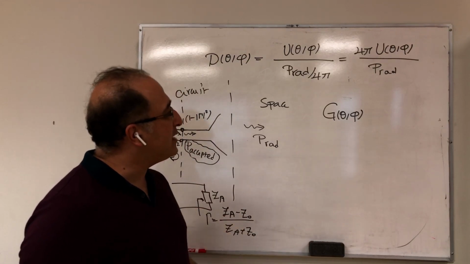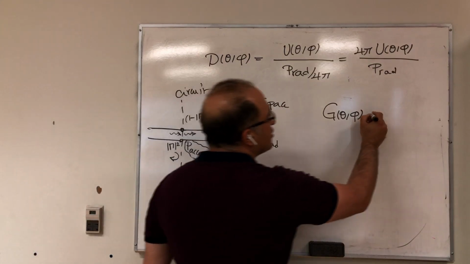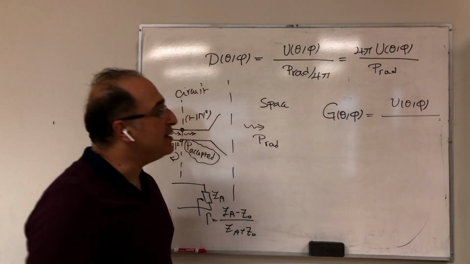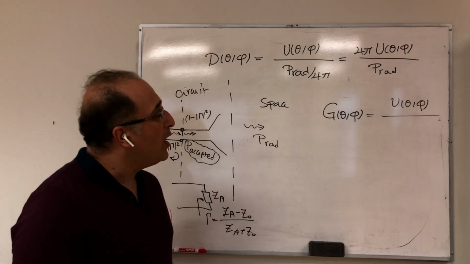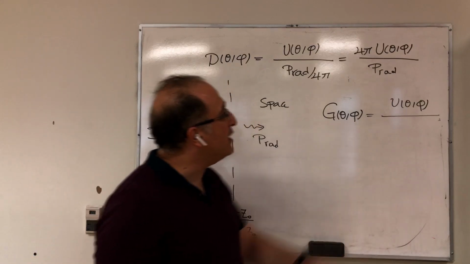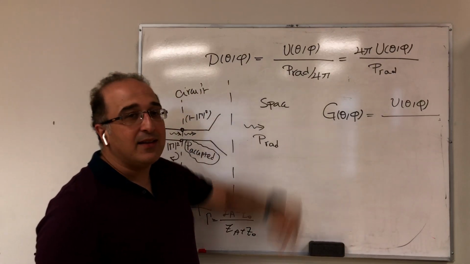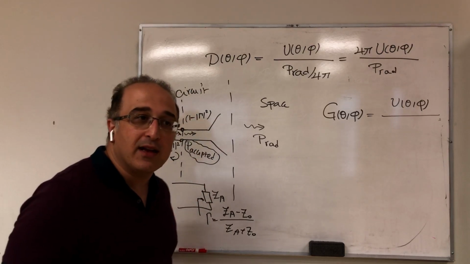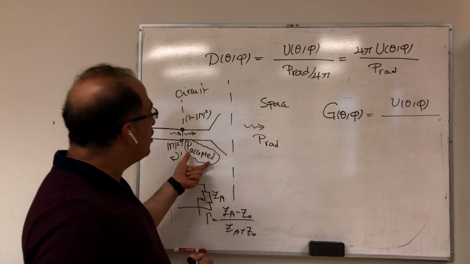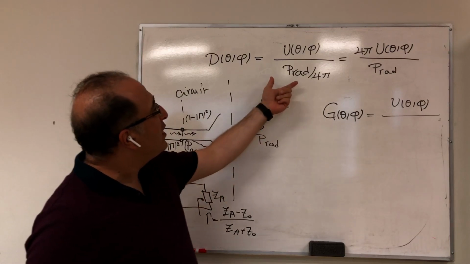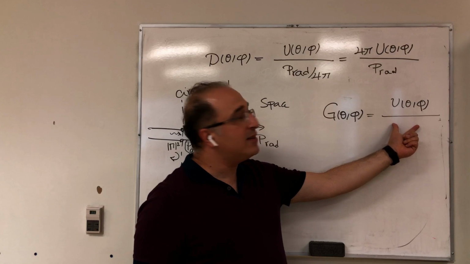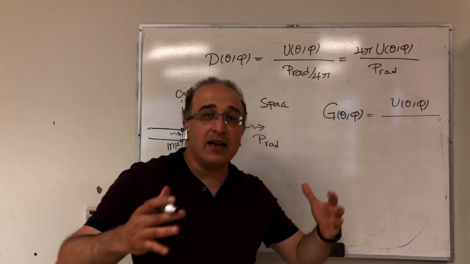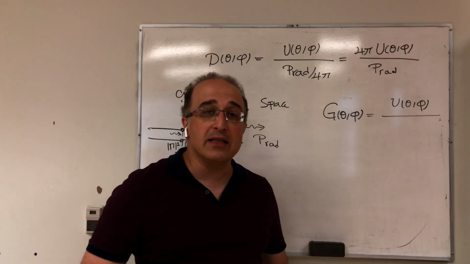So gain of the antenna is exactly like directivity. You have U(θ,φ) in the numerator. That's the radiation intensity of your antenna. But then in the denominator, instead of using radiated power as the reference, you're going to be using the accepted power by the antenna as your reference. So you essentially say, what would be the radiation intensity of an isotropic source, assuming that the total power is P accepted.